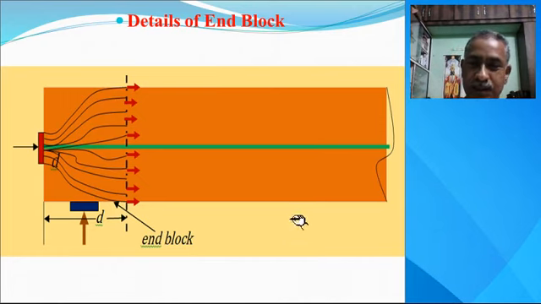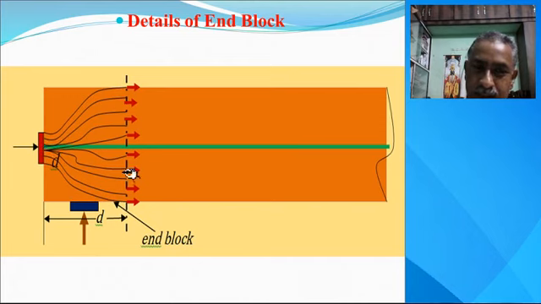Here we have considered the end portion of the prestressed beam. With the help of this plate, called the anchor plate, we provide the tendon, and if this tendon is stretched, whatever compressive stresses develop in the concrete will be spread like this. This portion has very high stresses, and then it will be distributed.